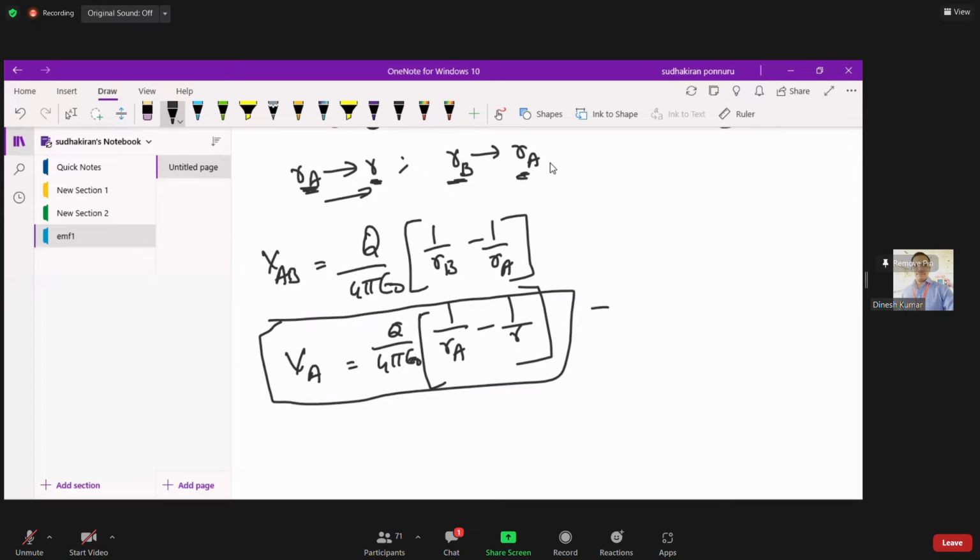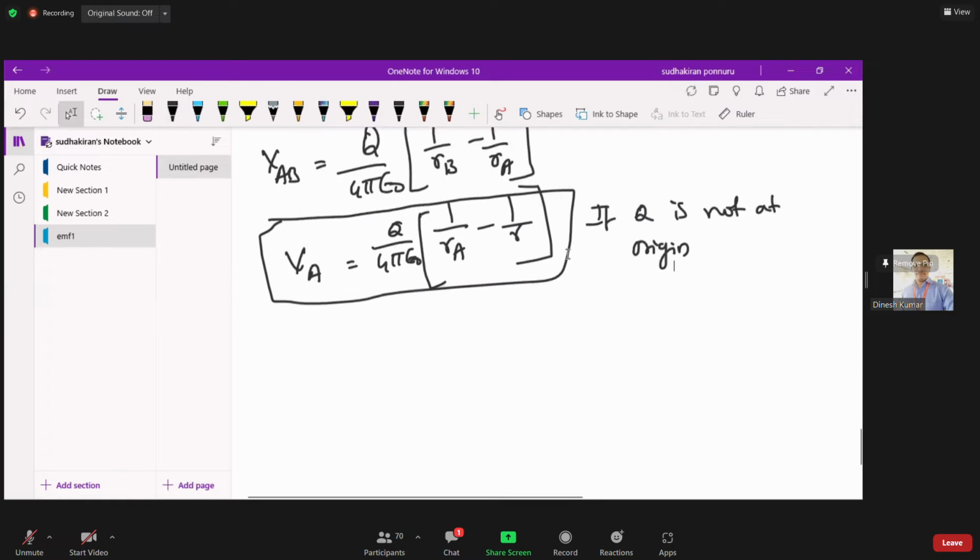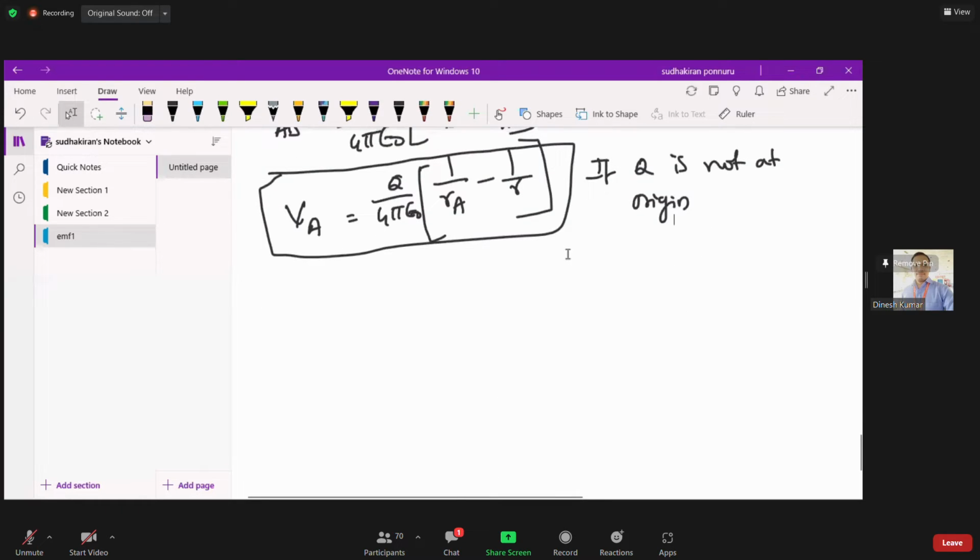Okay, so if Q is not at the origin, what is the value? VA is equal to Q divided by 4 pi epsilon naught times 1 by RA minus 1 by R. Okay, so this is the final value for case 2. Now we are going for case 3.